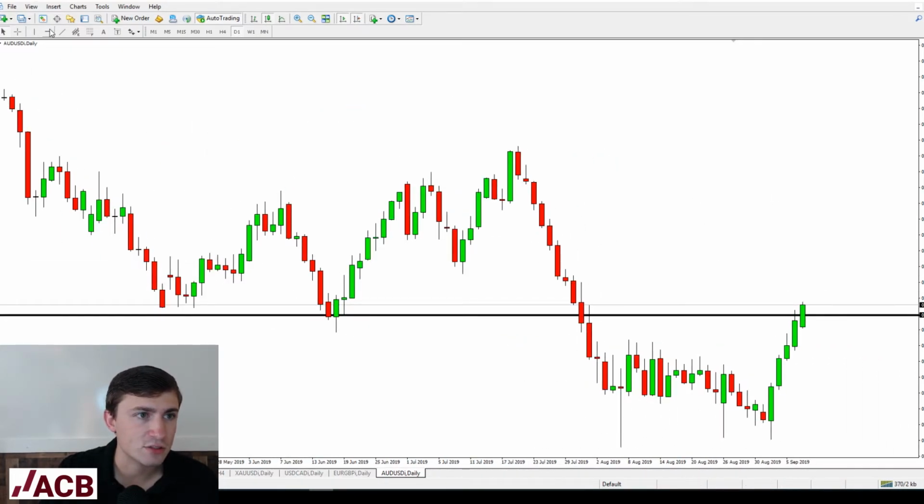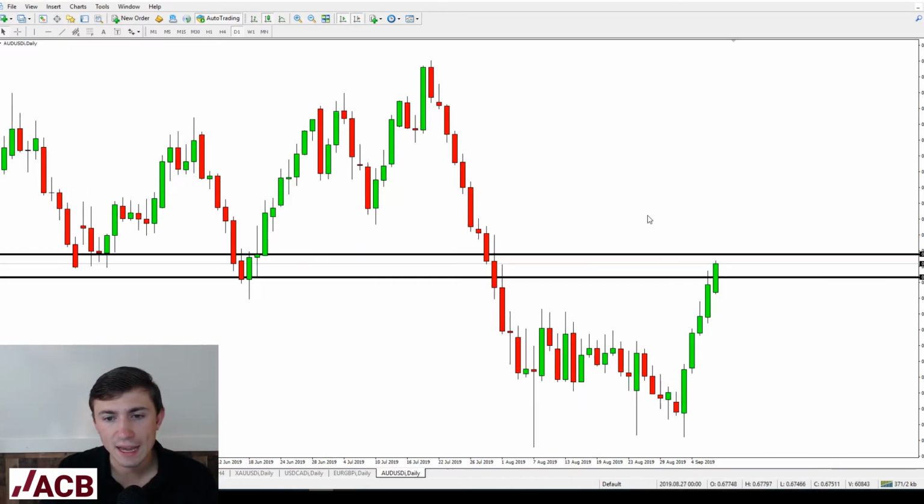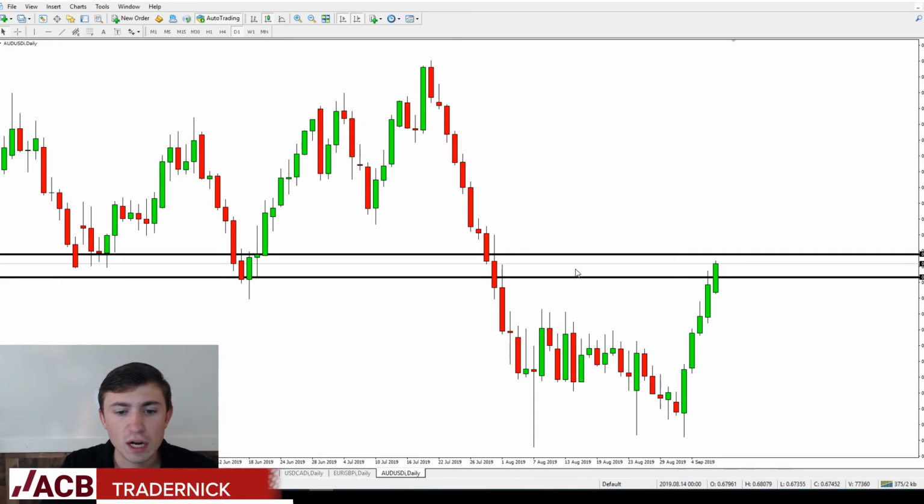You can see that this zone here has been a significant bounce point for buyers. And so on this retest, it might actually be a strong sell point, as buyers were not able to hold it here. Sellers may look to take an opportunity in this area. Something to watch there on Aussie USD.